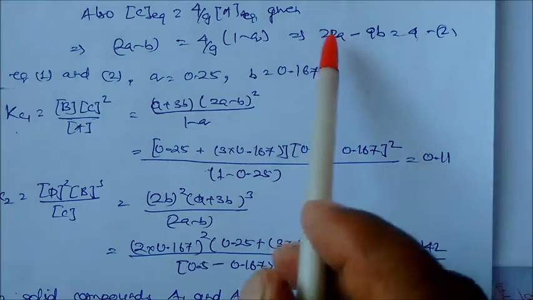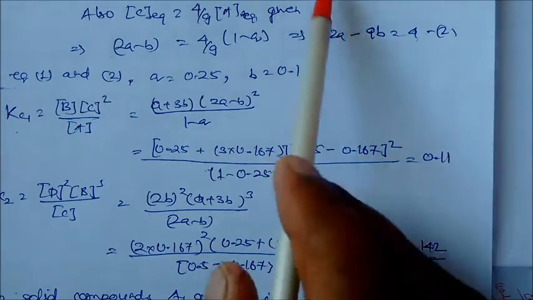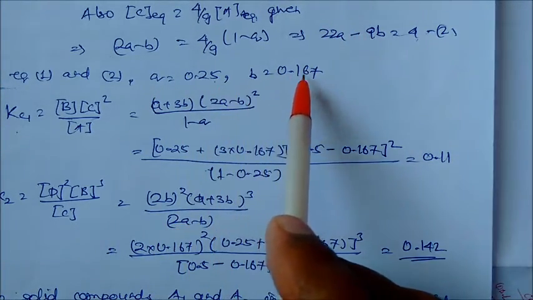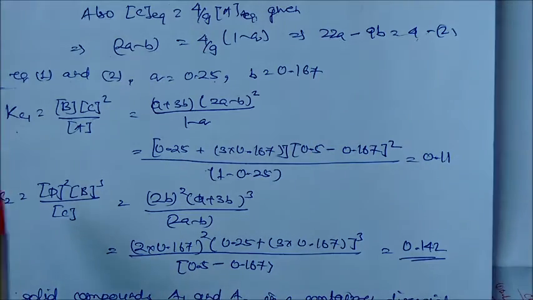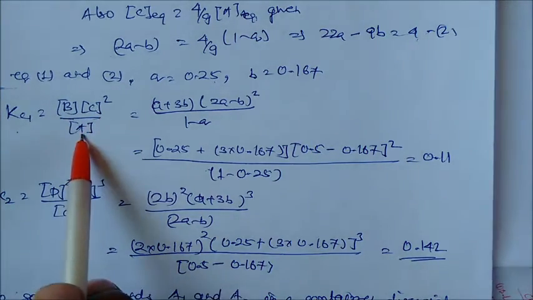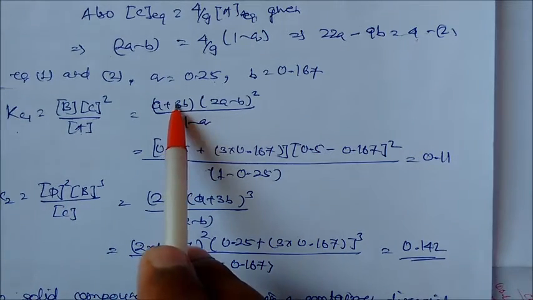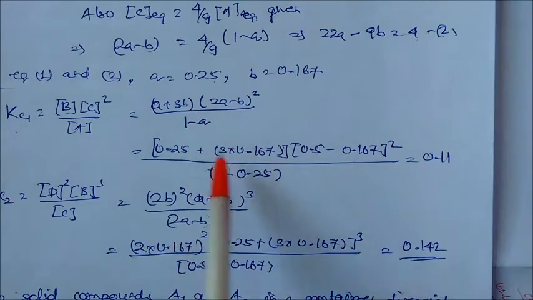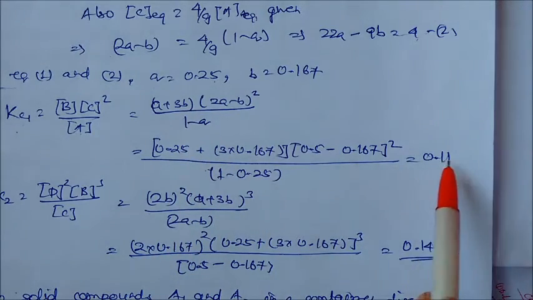So we have two equations, one is this equation, one is this equation. If you solve 1 and 2, we will get A equal to 0.25 and B equal to 0.167. Now we can easily find Kc1 and Kc2. So Kc1 will be equal to B C square by A. Now substitute the values: this is B, this is C, this is A. On solving, we know A and B, and we get the value 0.11.